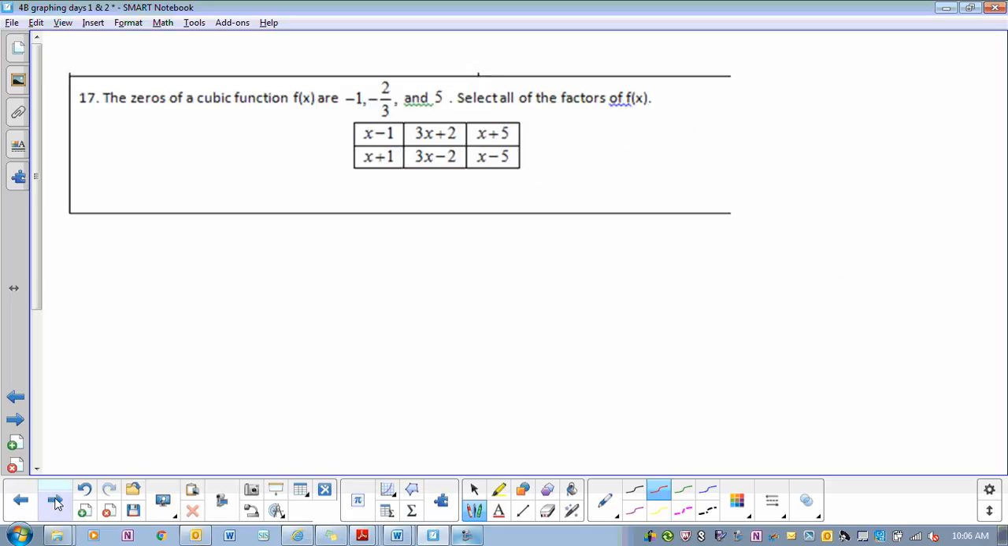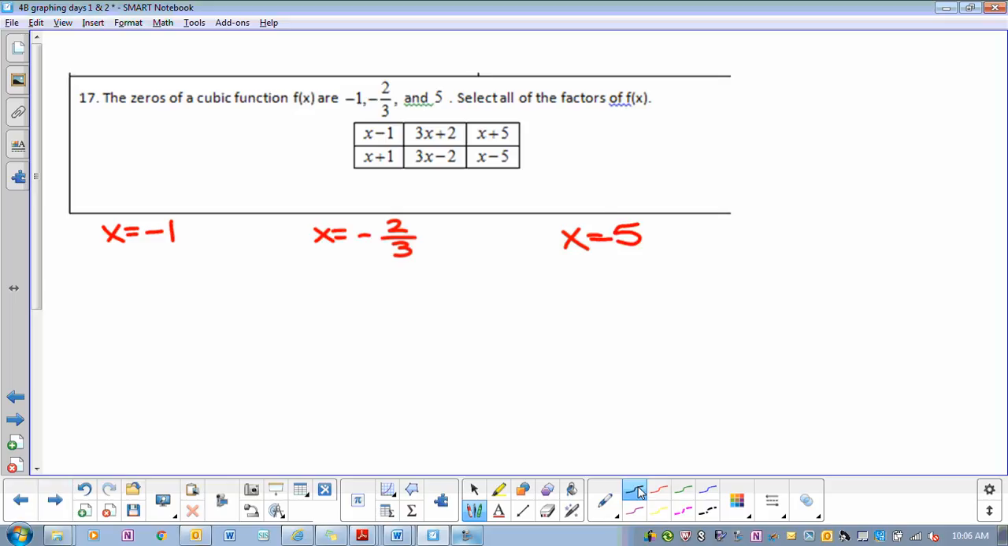So this one should be number 7 for you. So the zeros of a cubic function f of x are -1, -2/3, and 5. They want you to select all of the factors. Okay. So now you're just going backwards. You have x equals -1, you have x equals -2/3, and you have x equals 5.